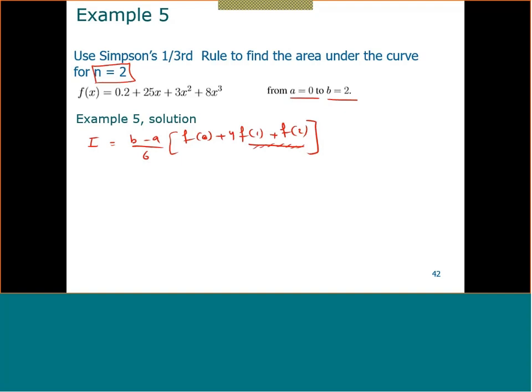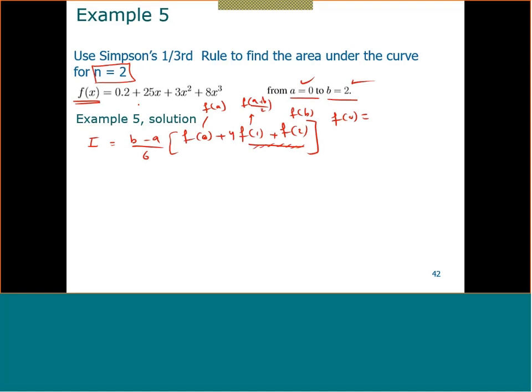So this is your f of a, which is 0. This is your f of b, which is 2, and this is your f of (a plus b) over 2, which is 1. Okay, excellent. So we have now everything. Now we need to substitute f of 0, for example. This is your function. So your f of 0, we'll just substitute here.